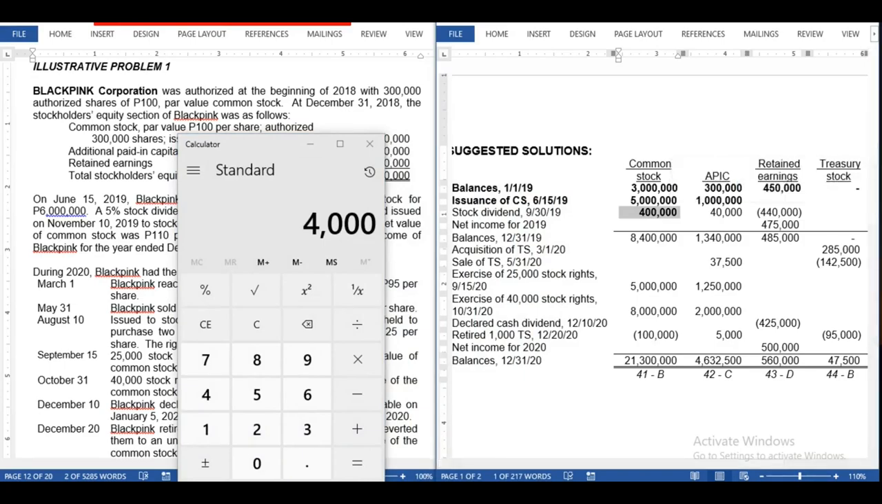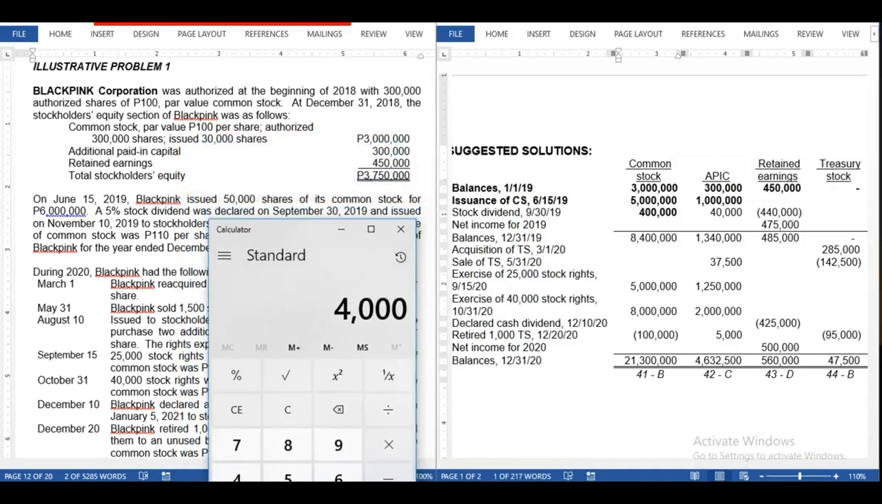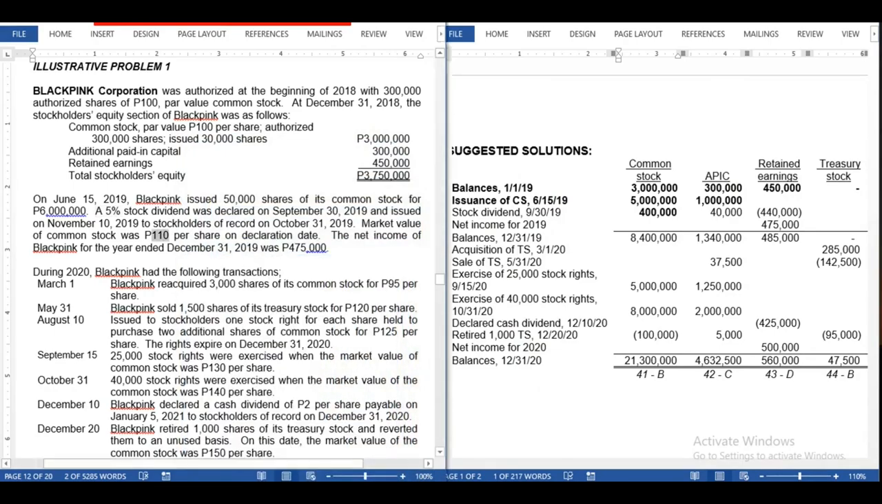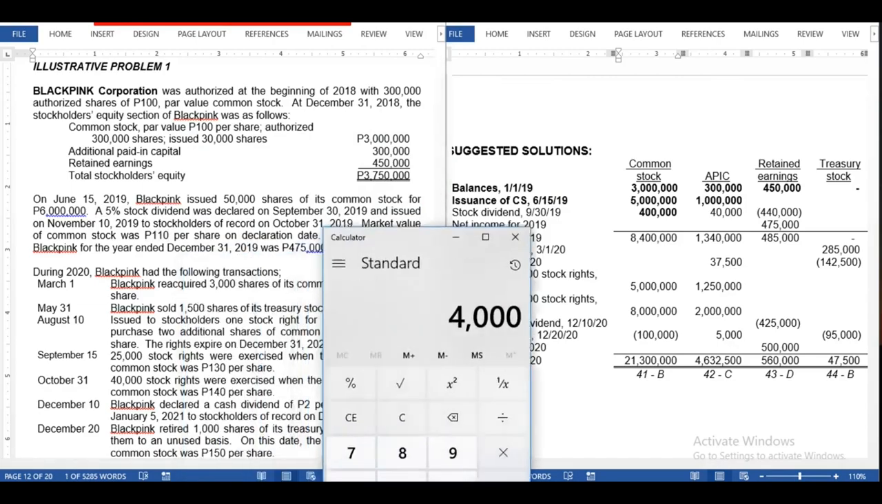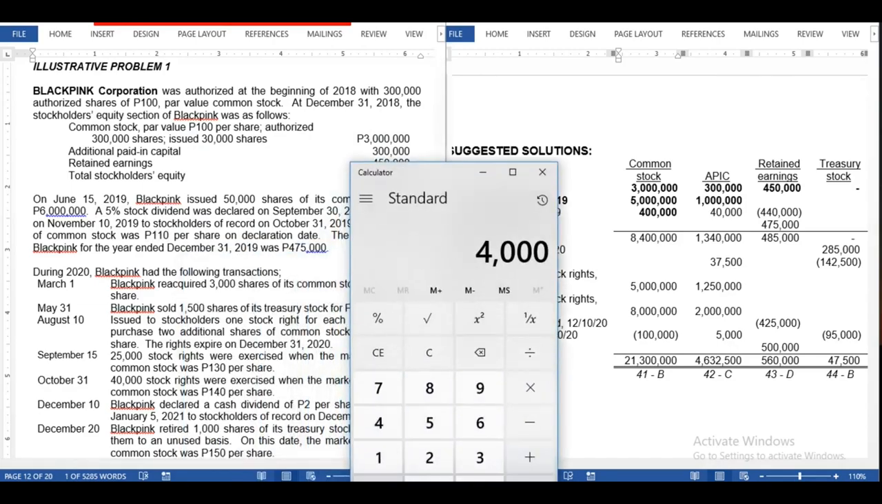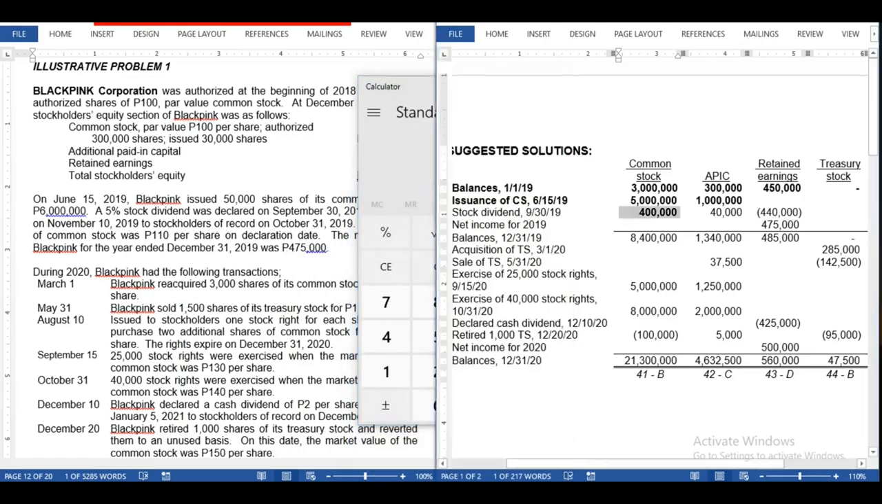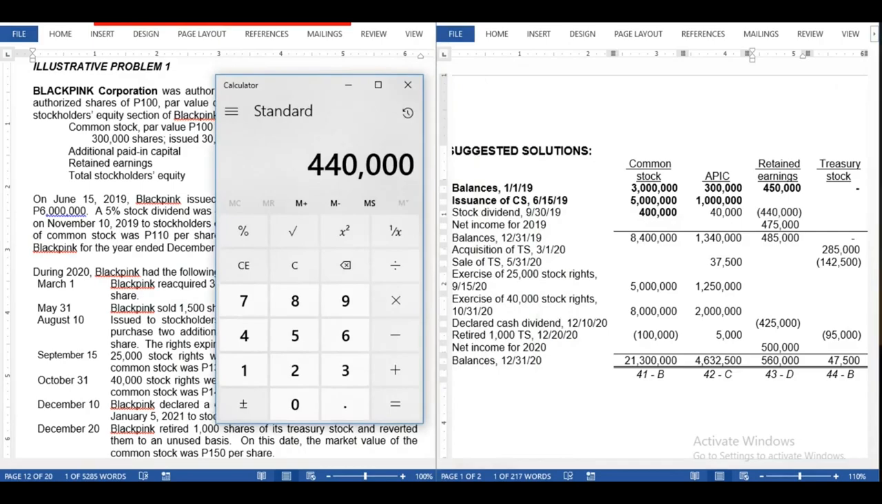And of course, the 4,000 is issued as common stock at a market value of 110. So that's why 4,000 times 110, this is to be debited to retained earnings. So, 440 is the deduction to retained earnings. Because dividends, right? This is a deduction to retained earnings. So, the excess of 40 will be attributable to additional paid-in capital.